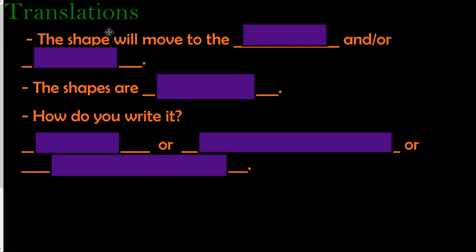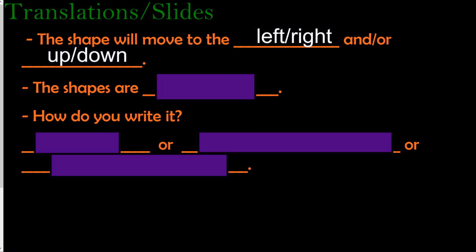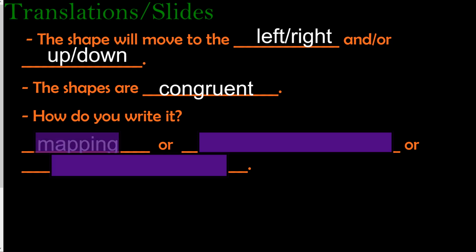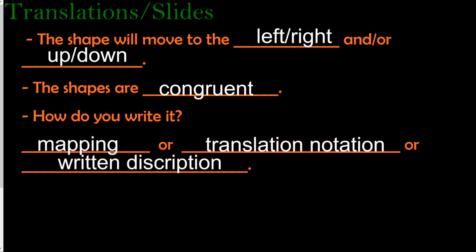And we're going to start talking about translations and slides. In a translation or slide, the shape will move to the left or the right and/or up or down. The shapes are considered congruent because they maintain the same shape and size, and you can write it using mapping notation, translation notation, or written notation.